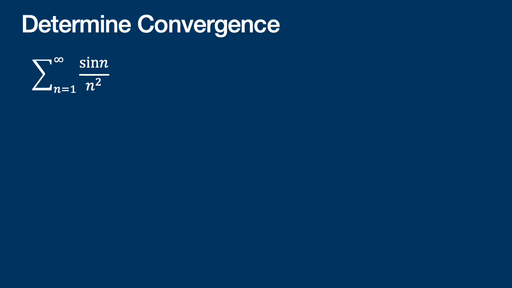Let's have the first example. Let's decide if this series converges or diverges. When you see this series, first you notice sin n is oscillating, it keeps changing sign. So we want to find out if this series converges or diverges. First, we take the absolute value. The absolute value is |sin n| over n squared, which has no negative sign. Also, the absolute value of sin n is always less than or equal to 1. So |sin n| over n squared is always less than or equal to 1 over n squared.